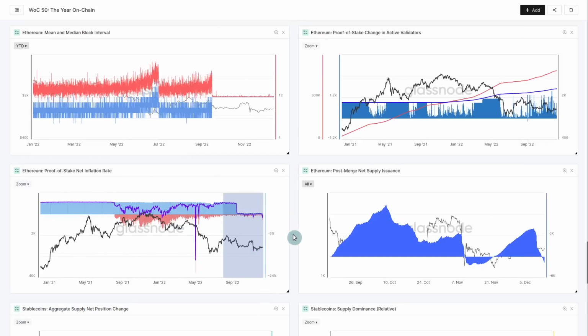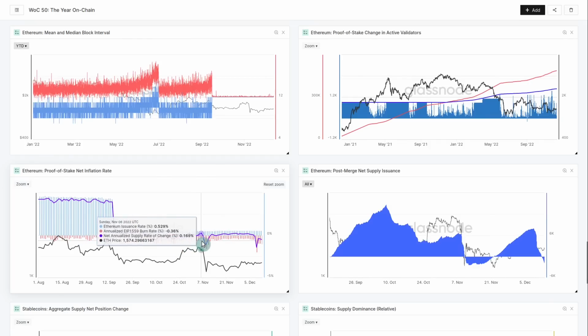Now, once we factor in the burn, we're actually seeing it go deflationary at certain points of time. So even though the actual nominal inflation rate to validate is about 0.55%, we are seeing that the burn is pretty much consuming most of that.